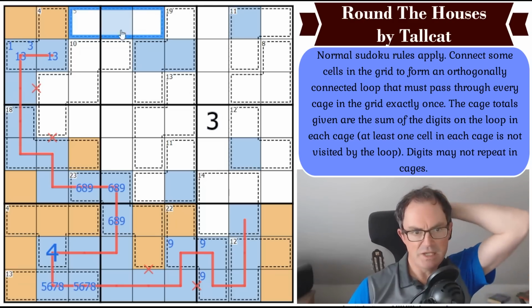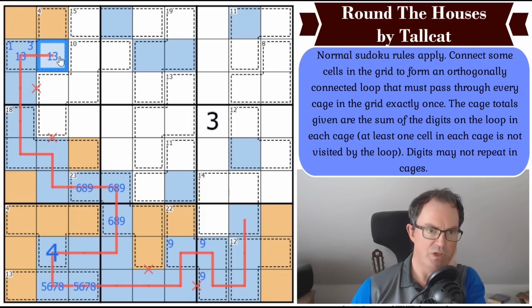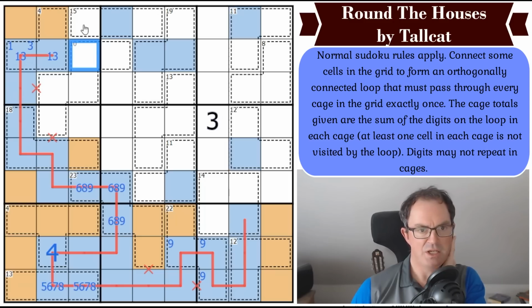So the 15 cage does join to the 10 cage, and we know that the 4 cage does join to the 10 cage. So whatever happens to the loop once it enters the 10 cage, here or here, it does then visit the 15 cage directly. Which I think means that this cell is definitely not on the loop, because I can't get to this cell and then get to that cell.